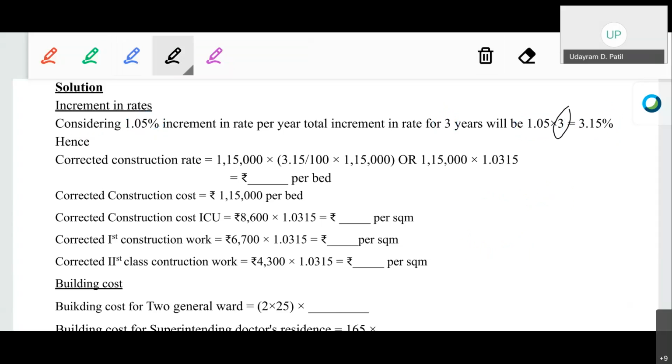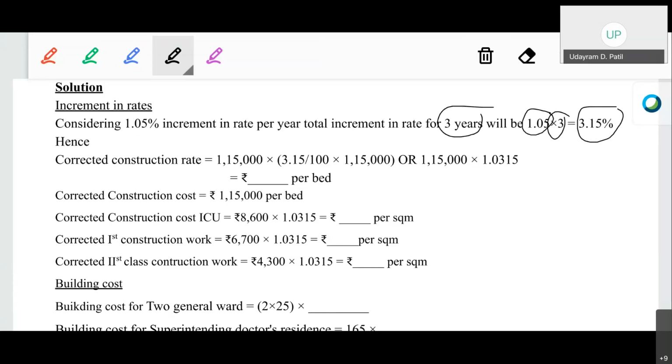Okay, not by taking each year, we will directly calculate for 3 years together. This is the method. Okay, this same method is used in PWD. Okay, this is how this particular increment in the year is considered. So directly multiplying 1.05 with 3, that will give us a total increment in 3 years as 3.15 percentage.